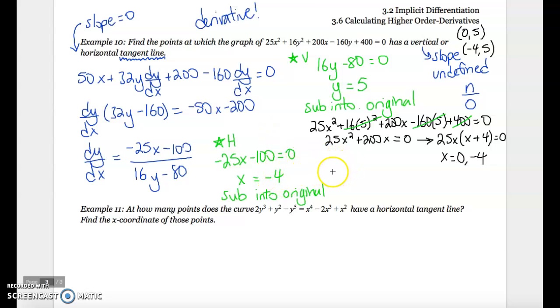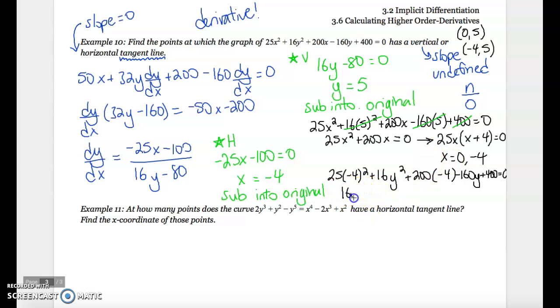So we'll get 25 times -4 squared plus 16 times y squared plus 200 times -4 minus 160y, plus 400 equals 0. I don't know, we're going to run out of room. Wait, I can make that prettier. Hold on. I don't know if it's prettier, but I like it better. So plus 400 equals 0. Okay, so then let's do this.